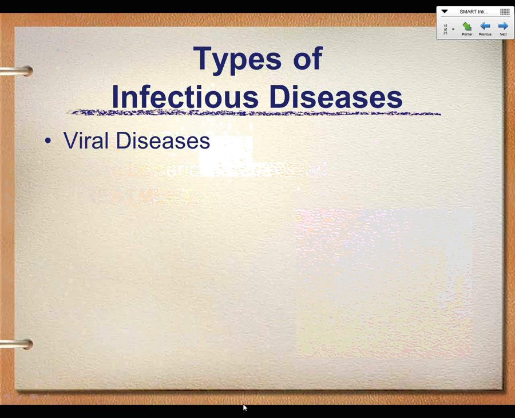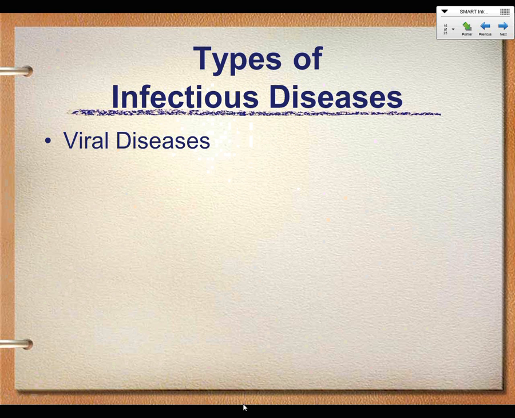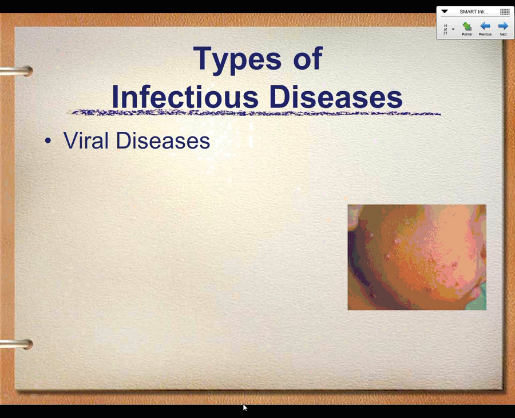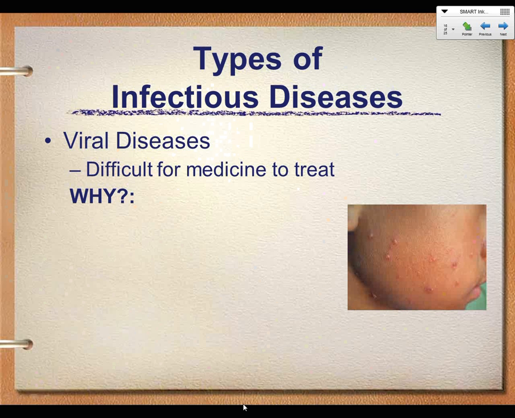All right. Another type of infectious disease is a viral disease, which means it's caused by a virus. Something like chicken pox. And we talked about a whole host of other ones. It is difficult for medicine to treat. Why? Because it's not alive, so we can't find anything to kill it. We only can treat the what? The symptoms. So when you get a fever or you're hurting and you're in pain or you're itching, we can treat those things, but other than that, we have to let the virus take its course.